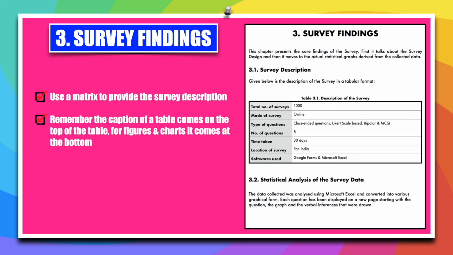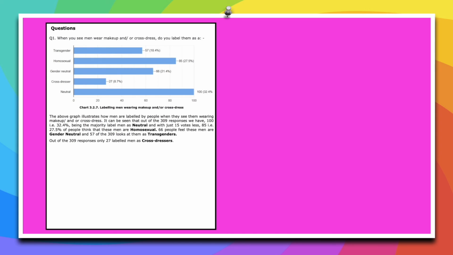Now, the second subsection here is the statistical analysis of the survey data. The data collected was analyzed using Microsoft Excel and converted into various graphical forms. Each question has been displayed on a new page, starting with the question, the graph, and the verbal inferences that were drawn. So I'm going to show you on the next page how they have used a separate question on each page, the graph, and then the written analysis.